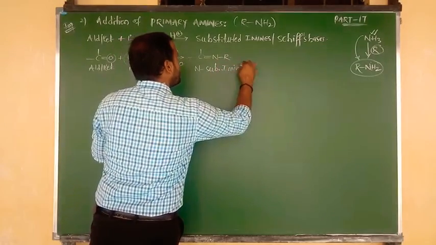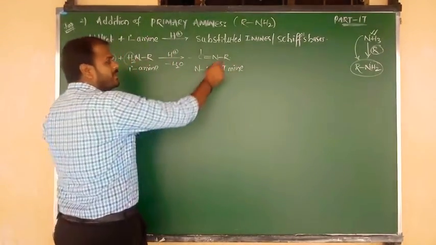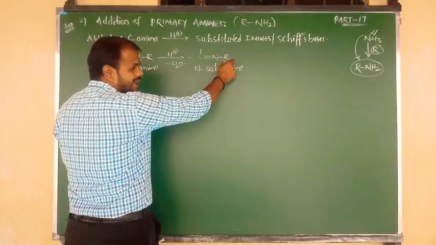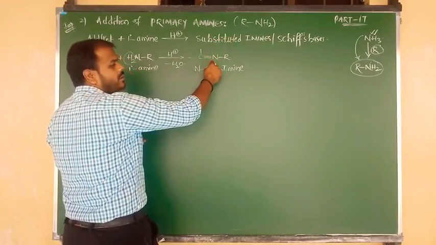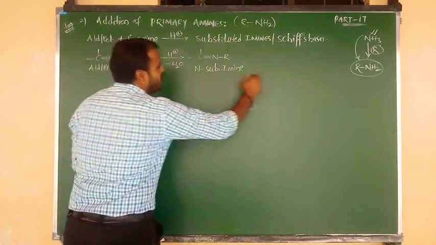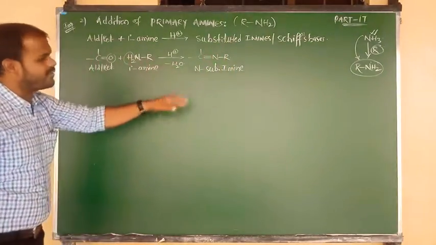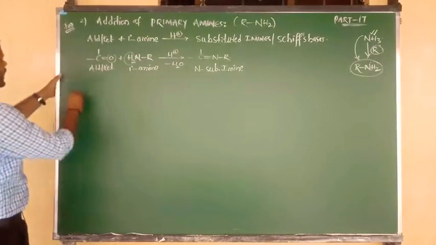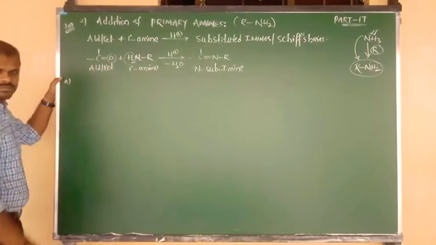What is the product, beta? N-substituted imine, meaning a substituent side chain or alkyl group is attached to nitrogen. So N-methyl, or we can say N-alkyl imine. And elimination of a water molecule is common too. Okay, now I am going to show you an example.